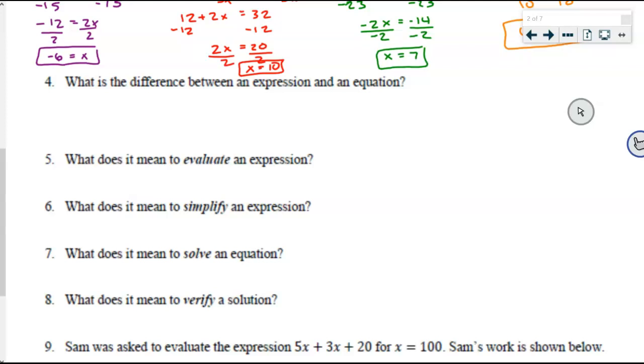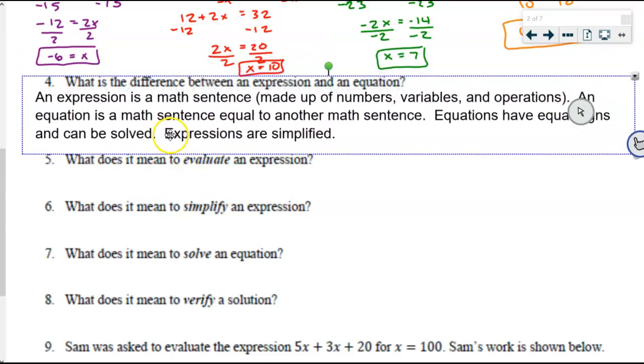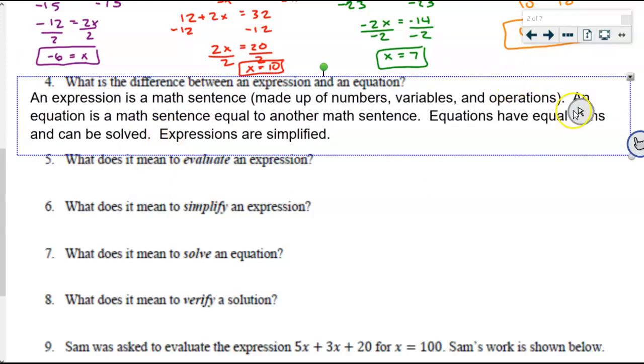Yeah, not too shabby. Especially where you said finding the value of the unknown. What that tells us is what it means to actually solve an equation. So not only do you know the difference, you know what you should be doing with equations. So yes, an expression is a math sentence. That math sentence is made up of numbers, variables, and operations.